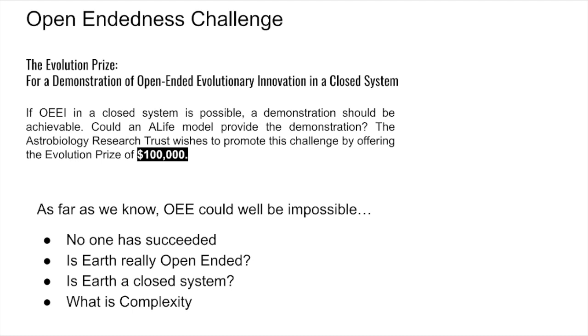As I said, open-ended evolution could be impossible. The first indication being that so far no one has succeeded, but we can even ask if Earth itself is open-ended. Just because we see an explosion in evolution now, doesn't mean that this would last forever. Another issue is that Earth is not a closed system. Life could have originated elsewhere, and then contaminated Earth.